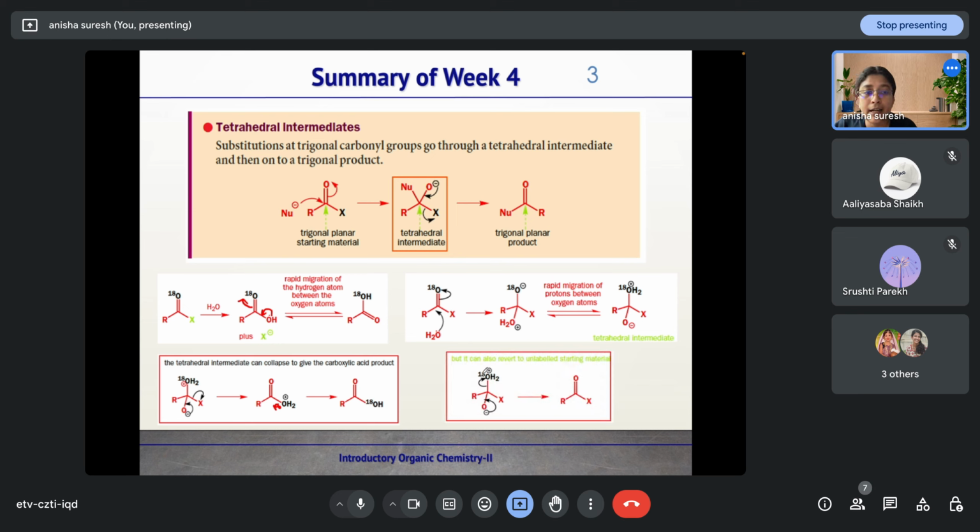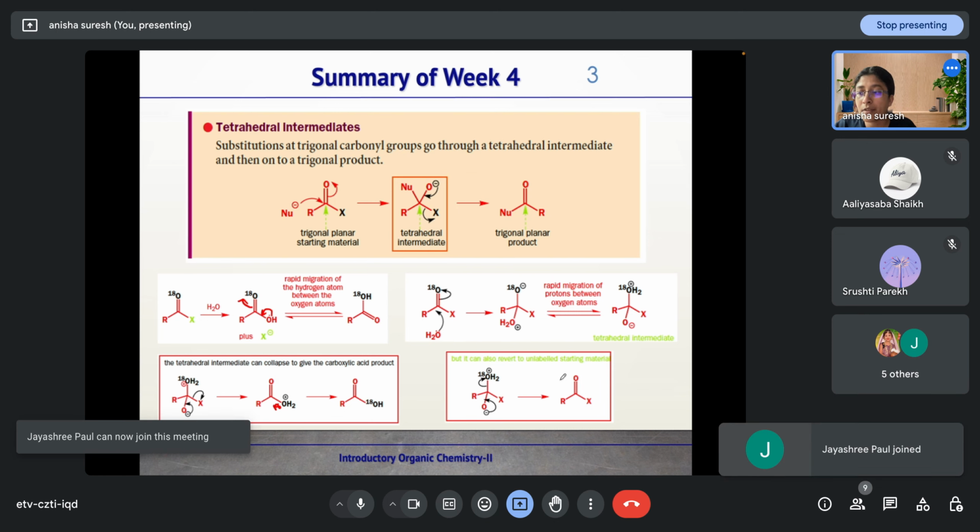Now, there is a chance that this OH2 plus, water, is a better leaving group. So when this O minus is falling back, this OH2 plus can also eliminate. So it can result in the formation of the starting material back. That is, we can get the unlabeled starting material back.